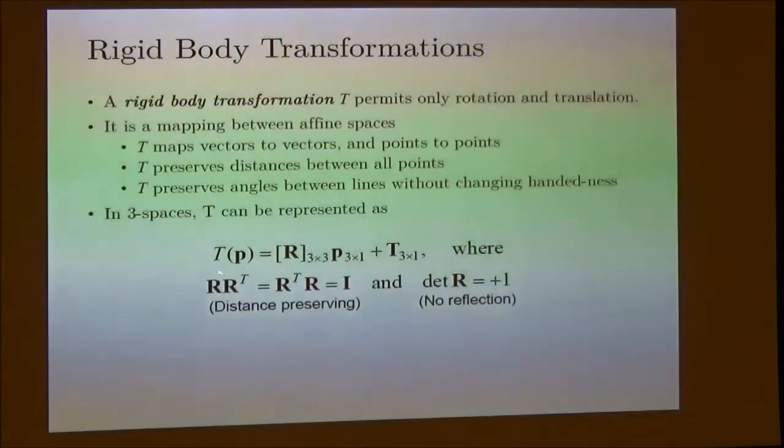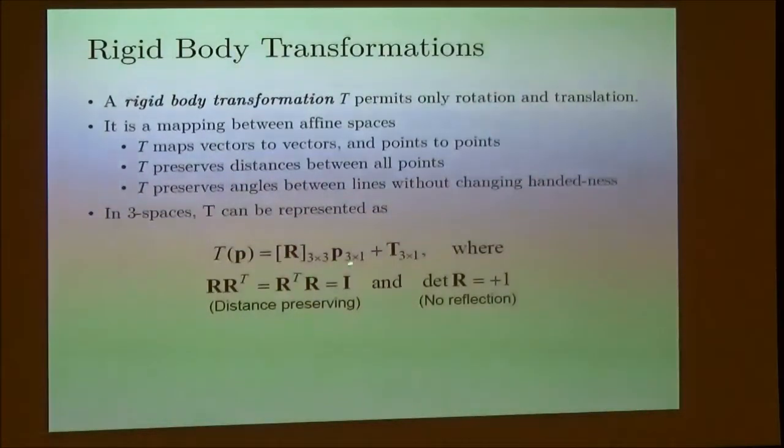We can write the transformation of a rigid body in the following fashion. We have a 3x3 rotation matrix, we have a 3x1 column vector, and you have the translation term. So this addition is a translation term, and that tells you that this is not actually a linear transformation. We have already seen that R should be an orthogonal matrix, so that you preserve the distance. We also want the determinant of R to be +1, so you have no reflection.